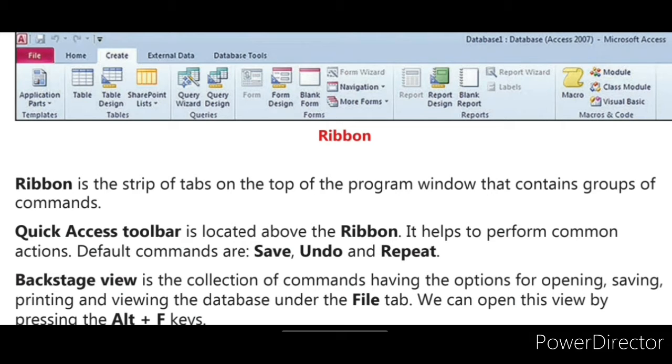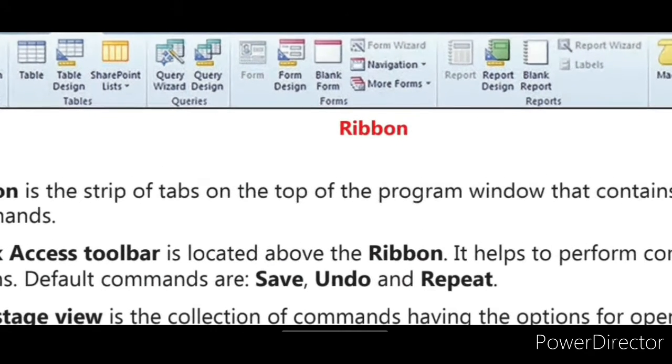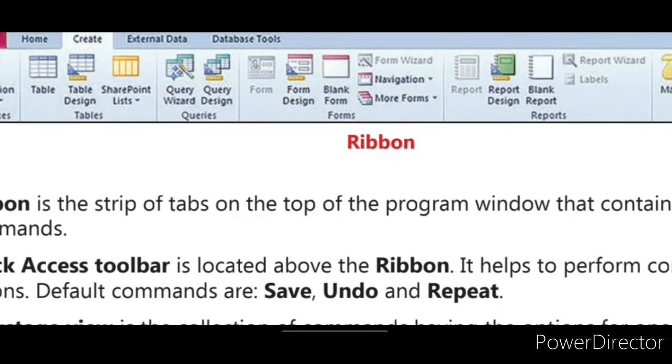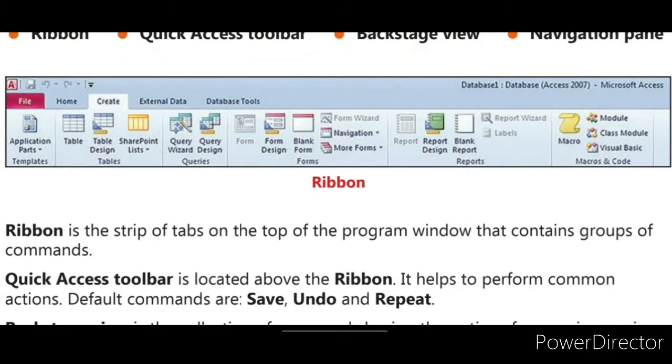What is the quick access toolbar? It is located above the ribbon. It helps to perform common actions. By default we'll have save, undo and repeat. See here, this is called the quick access toolbar. It is located above the ribbon.